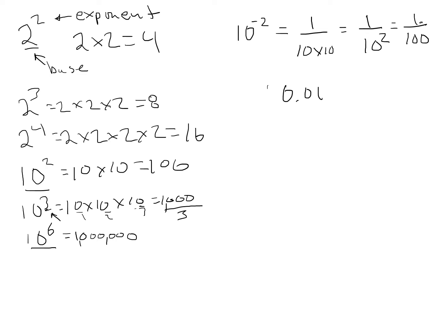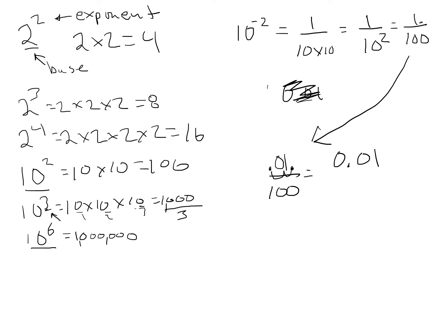So how did we get this number here? Let me just go from here, 1 over 100. We're going to take the decimal point and move it to the left 2 spaces. So this equals 0.01. The decimal point is there. There we go, 0.01. So the point being, 10 to the negative 2 equals 0.01.